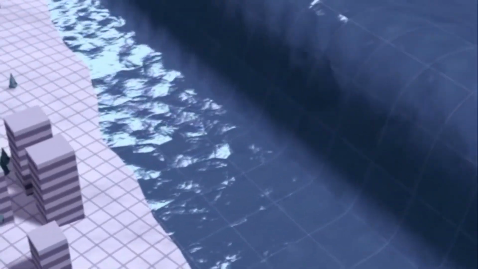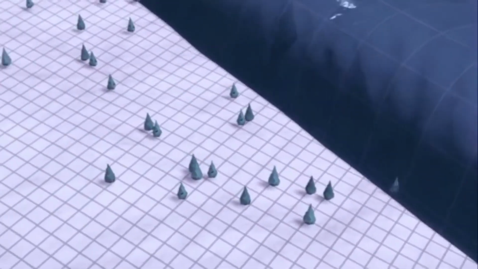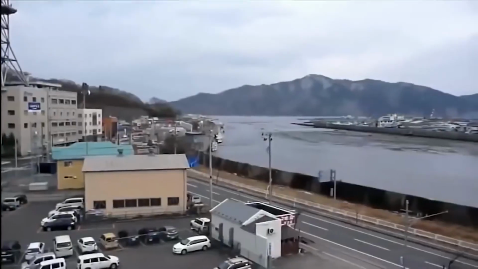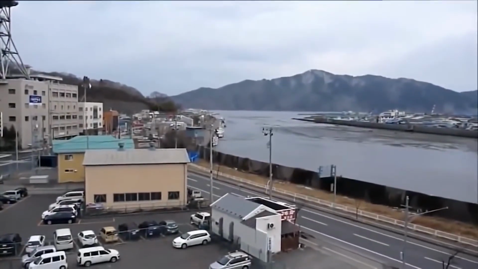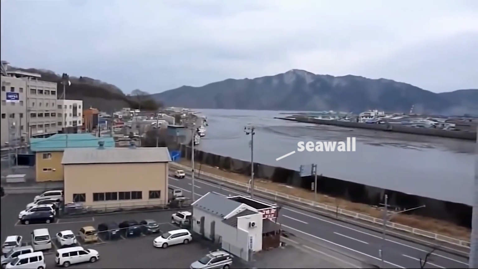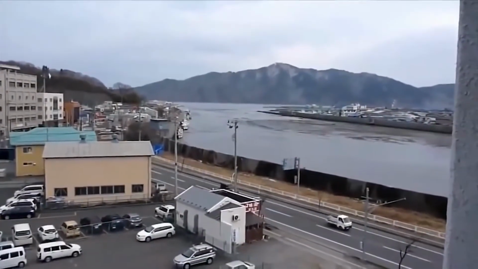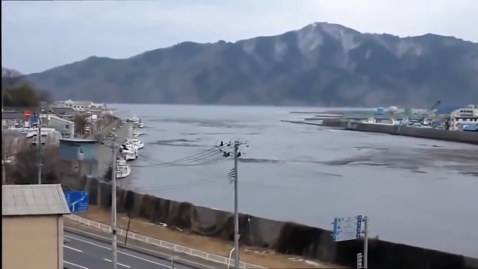But the real question is, how can we stop something that is so destructive and so powerful? The answer is, we can't. But we can slow it down. One method is demonstrated during the Japan tsunami, a seawall. A seawall is generally made out of concrete and is bolted into the ground. This serves as a great way to slow down the impact of the tsunami.